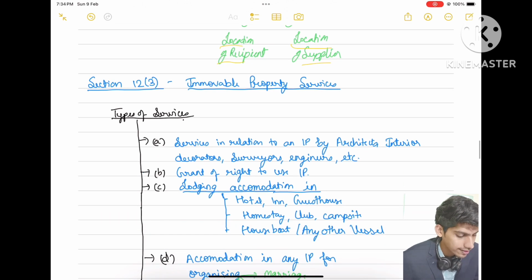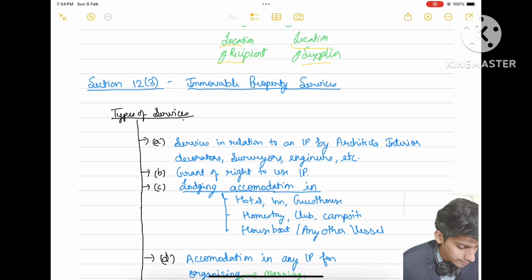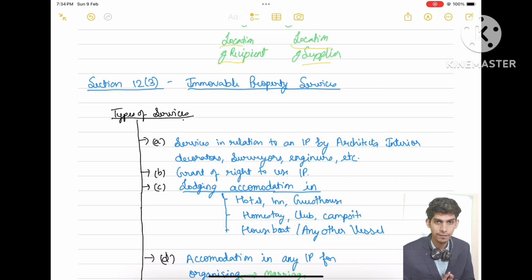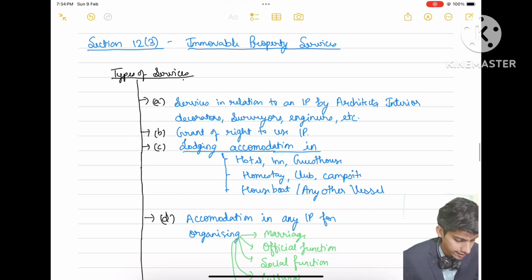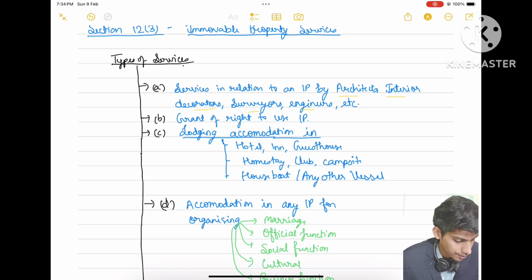Okay, now let's discuss the specific provisions starting from section 12 subsection 3, immovable property services. In this we have 4 points. Let's discuss one by one. First is point A, services in relation to an immovable property by architects, interior decorators, surveyors, engineers, etc. So these are people providing real estate kind of services.